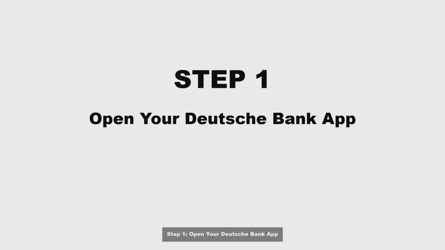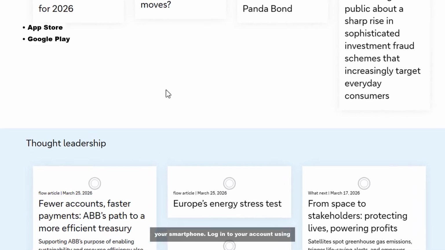Step 1. Open your Deutsche Bank app. Download and install the Deutsche Bank app on your smartphone. Log into your account using your credentials.